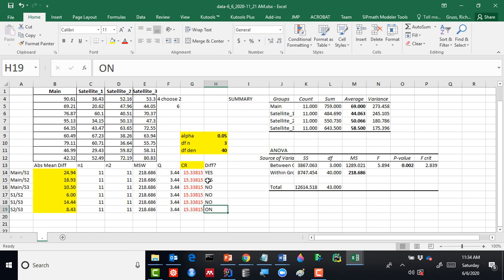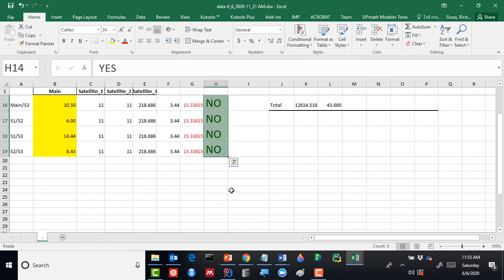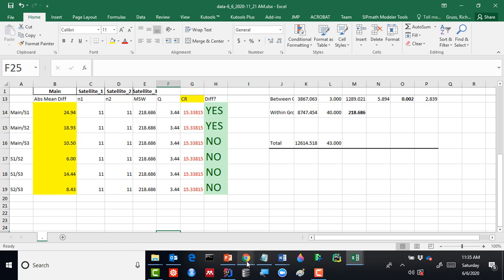Okay, so the only significant difference in wait times occur between these two pairs, the main hospital and the satellite campus 1, and the main hospital and satellite campus 2. Okay, so these are our conclusions right here. Okay, so we'll use those to answer the next questions.